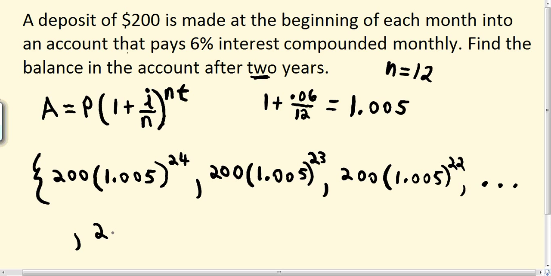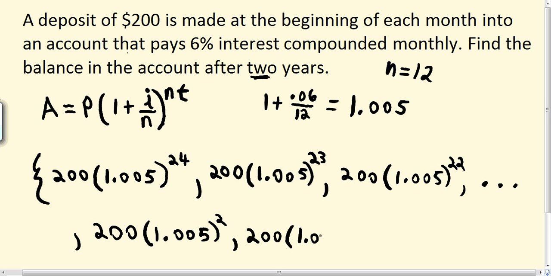It continues on all the way down to, let's see, the second to last month, where the $200 that you deposit is only going to be compounded for 2 months. So we square this. And the $200 that you put in the last month is only going to get 1 month of compounding. So you'll only get paid interest on that last $200 once.